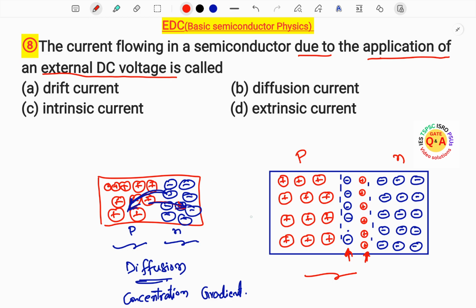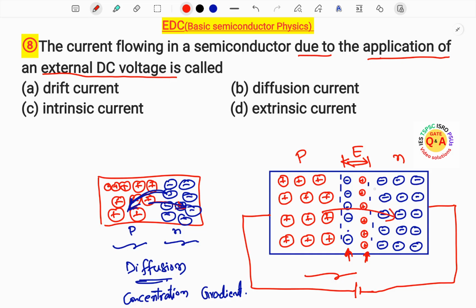Now in this case, if you apply an external voltage or external electric field, this external voltage gives an electric field. Due to this electric field, holes flow from the P side to the N side, and electrons from the N side to the P side. This carrier flow gives the current. Due to this external voltage, this current is known as drift current.